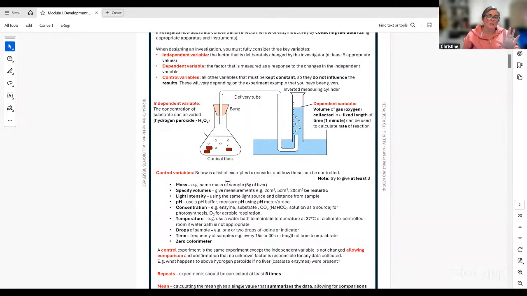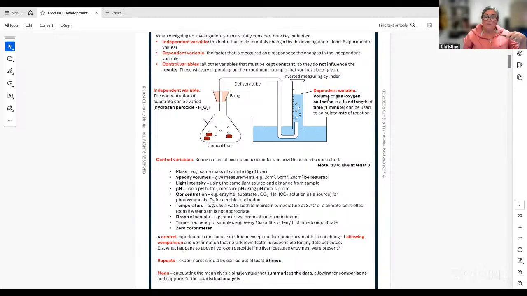So whenever you've got a practical, always ask: what's the independent variable? What's the dependent variable? What are your control variables? Have at least 3 control variables. Then, if it's a rate question, make sure you're doing it over a fixed length of time. Make sure as well that your answers are reasonable to the question, so have a look for that information. If they haven't told you it in the stem of the question, then you need to say that hasn't been controlled, so I would need to improve that if I'm going to do the practical again.